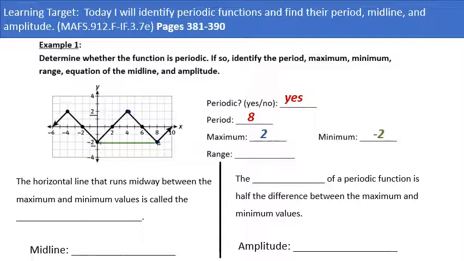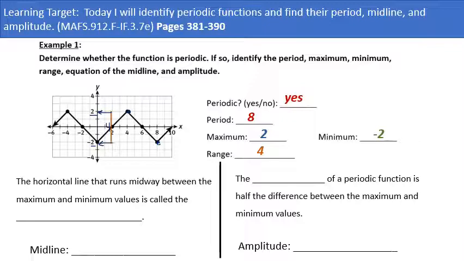Okay, what is the range? Well, the range is just the distance from the maximum to the minimum. So go straight to the y-axis and just count from that high point to the low point, and that would be a total of 4 units. Okay, so there's my high point at 2. Here's my low point at -2. The distance inside there is 4 units. So far, so good? All right.